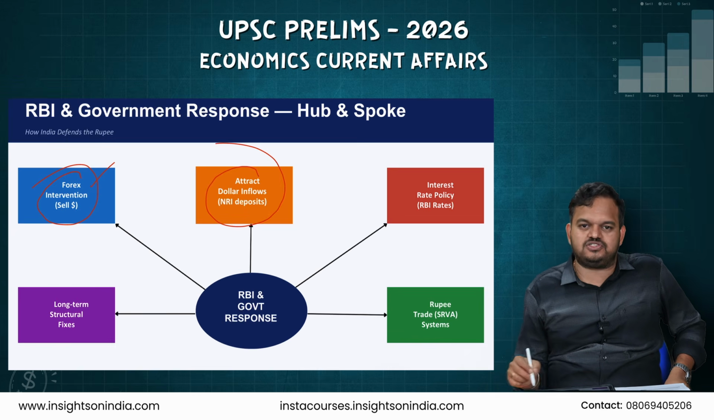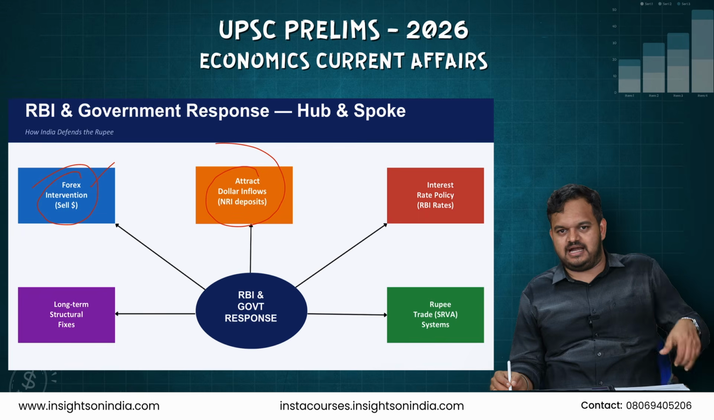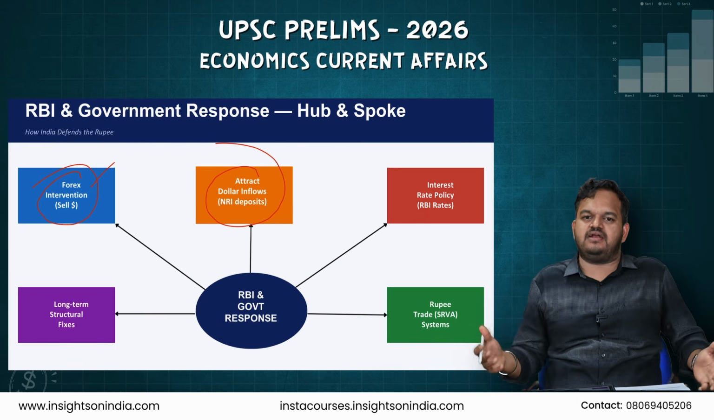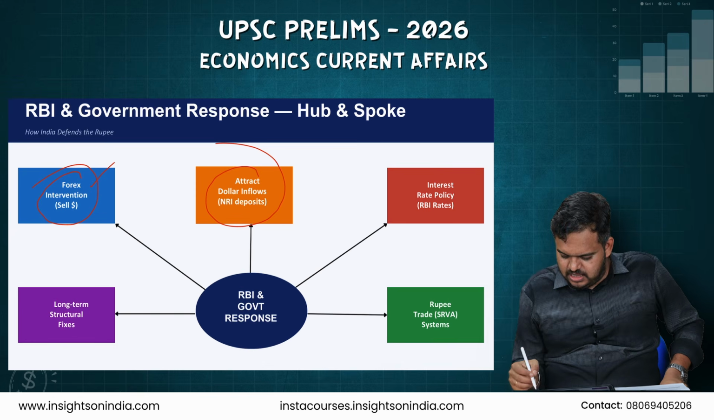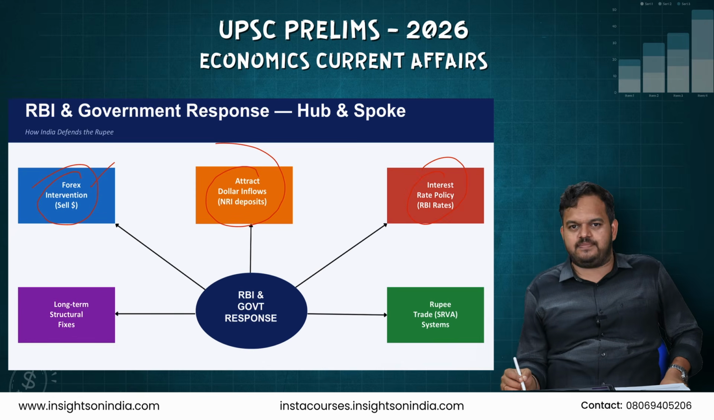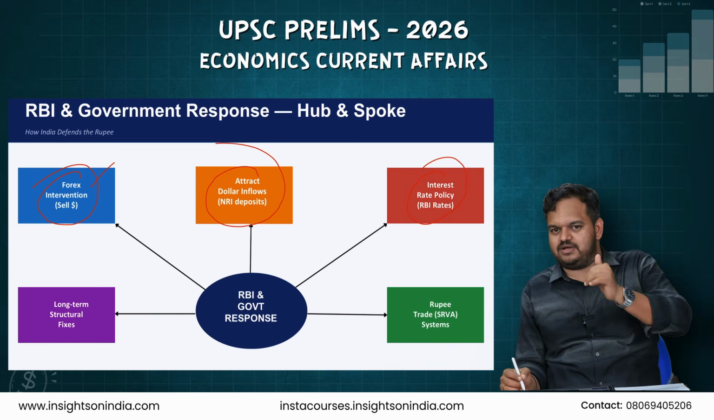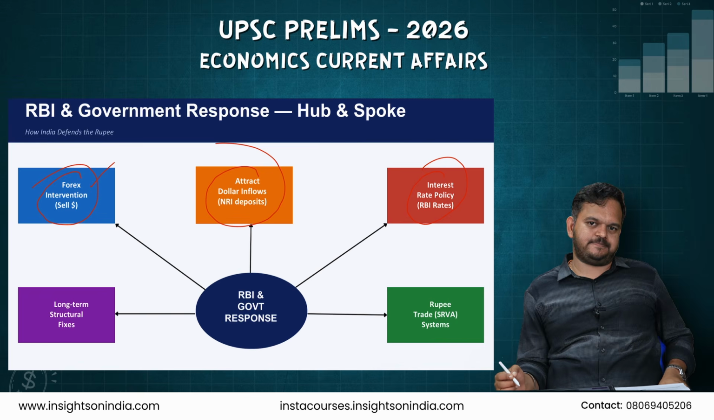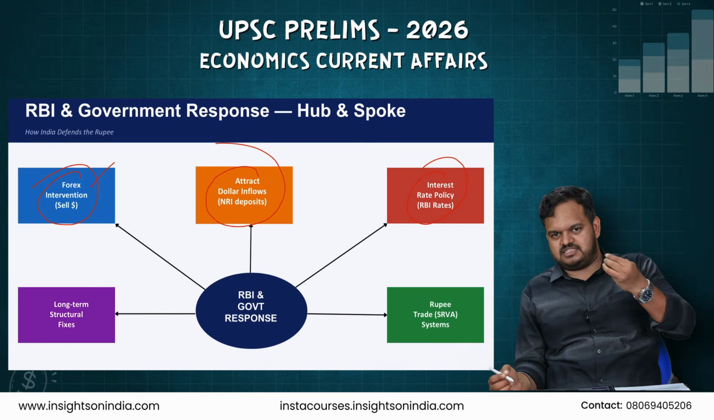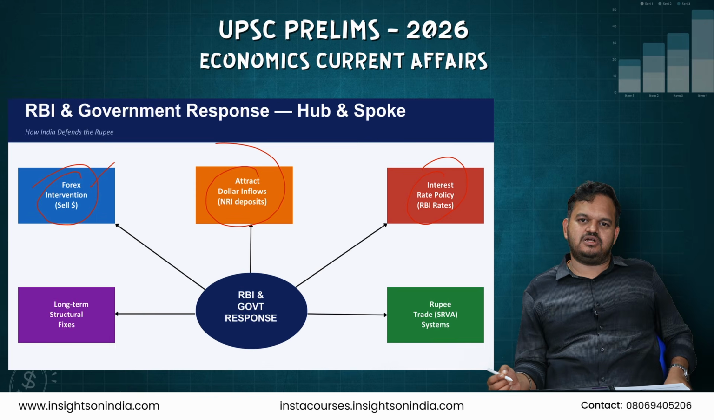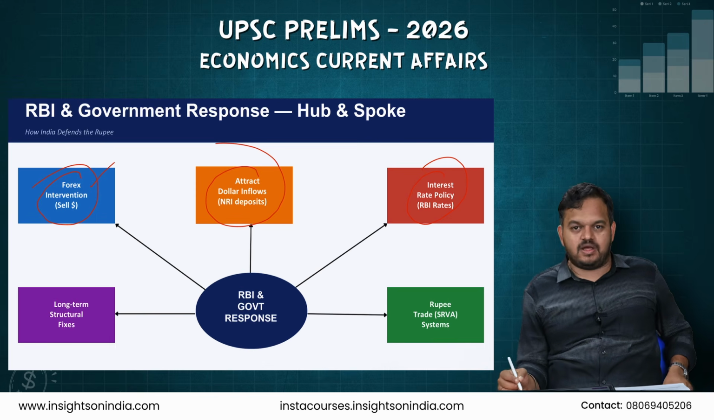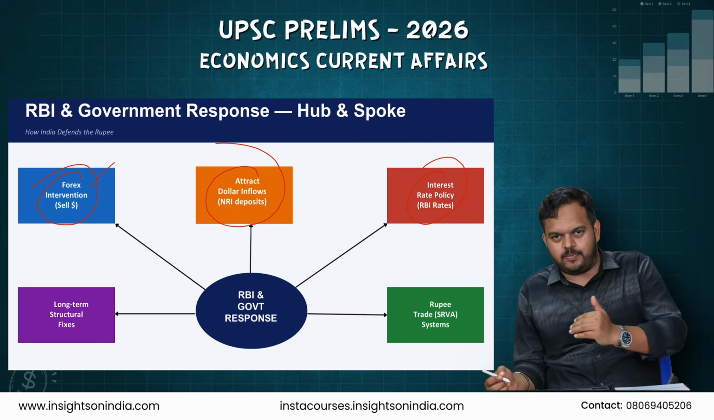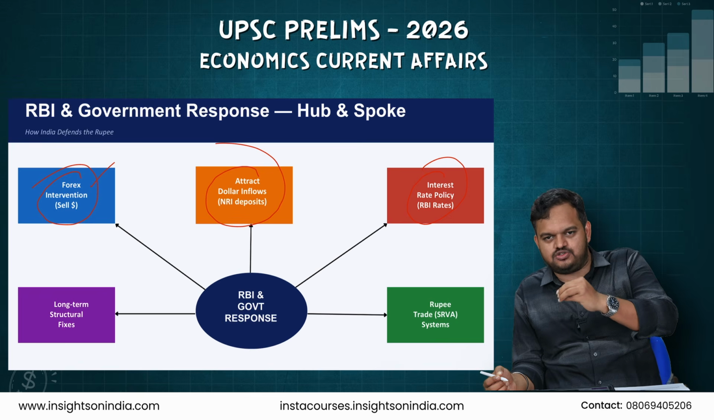Attract dollar inflows, attracting more and more foreign deposits. We are opening up more and more sectors for foreign direct investment. Interest rate policy: you might have seen, RBI has kept the interest rate steady at 6.5%. Because with a higher interest rate, there is more attraction for government bonds, right? And similarly, recently, to accommodate growth, RBI is accommodating the interest rate. That means it is gradually reducing it.